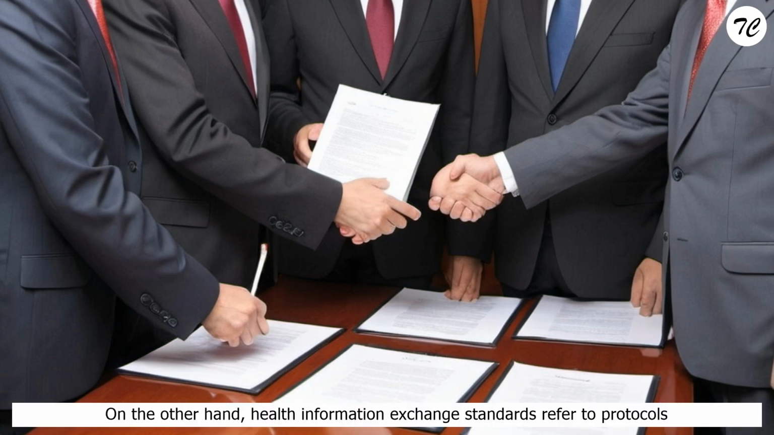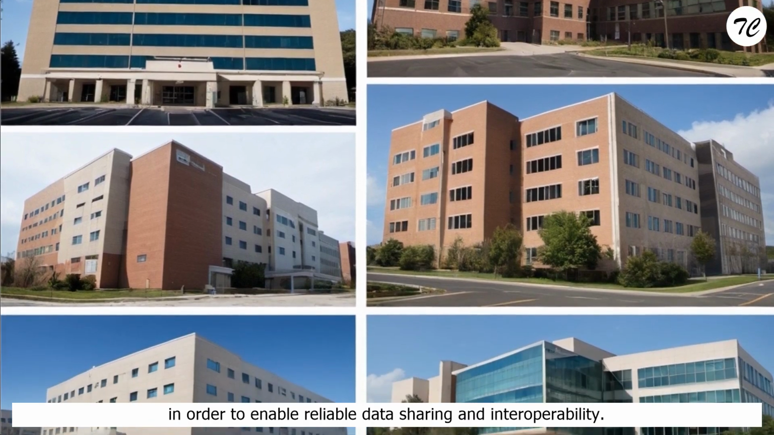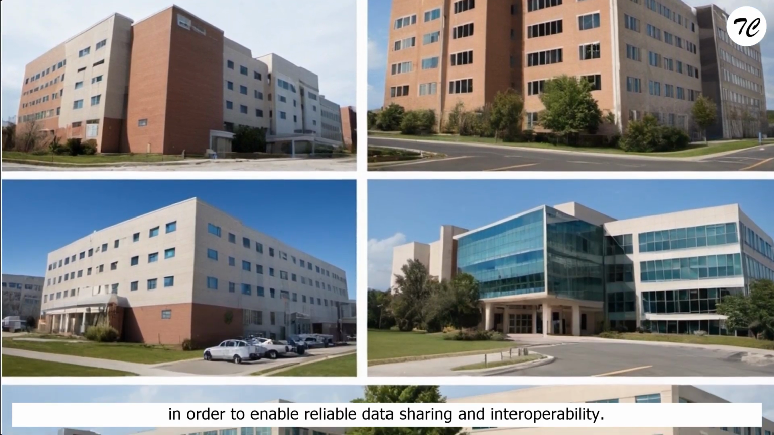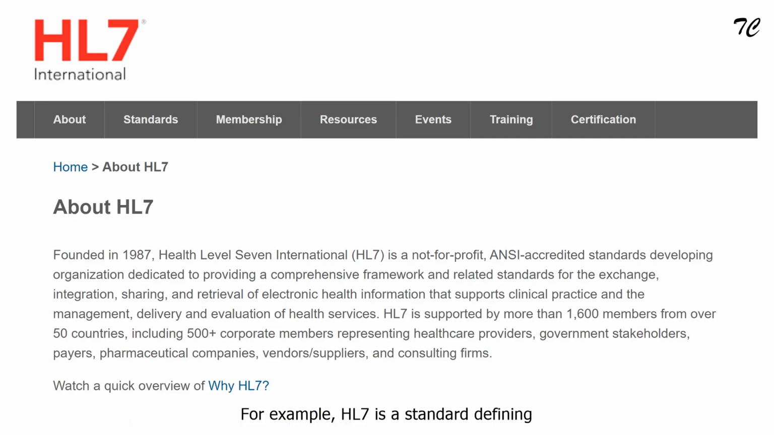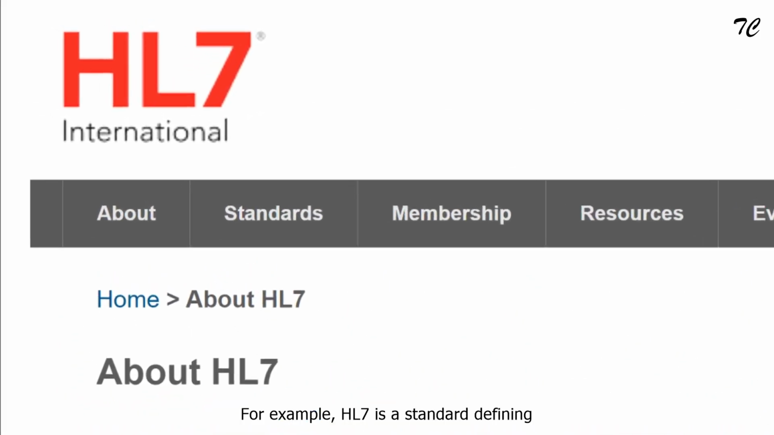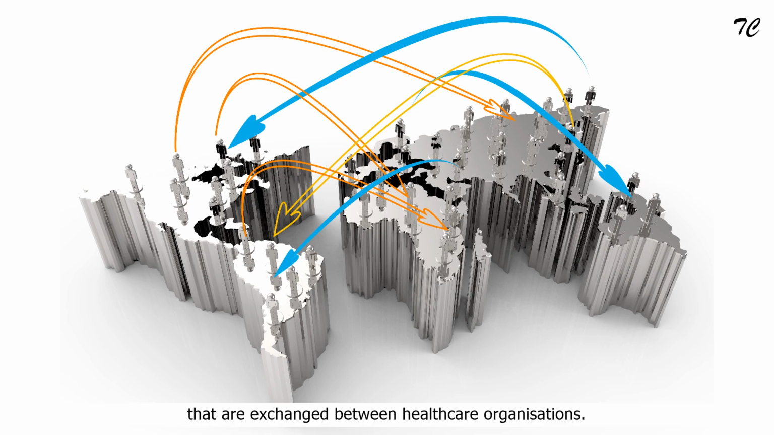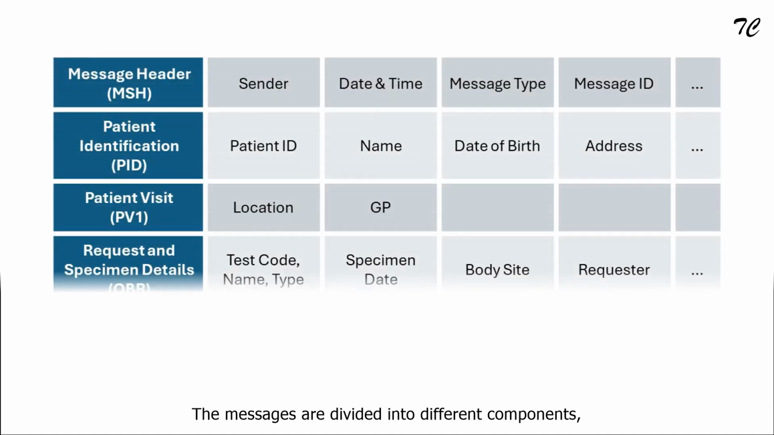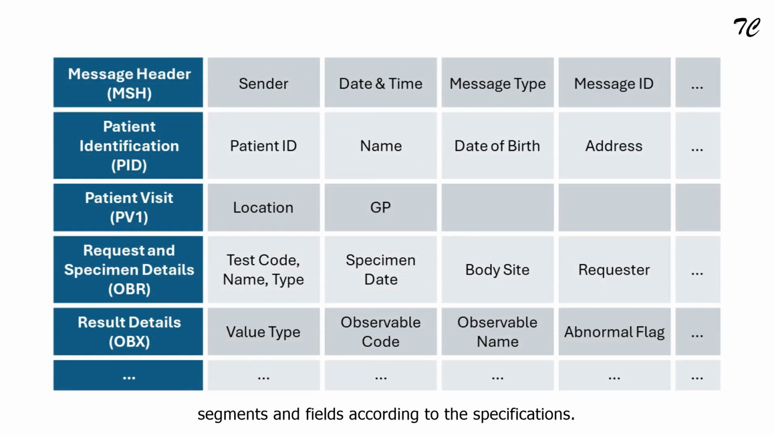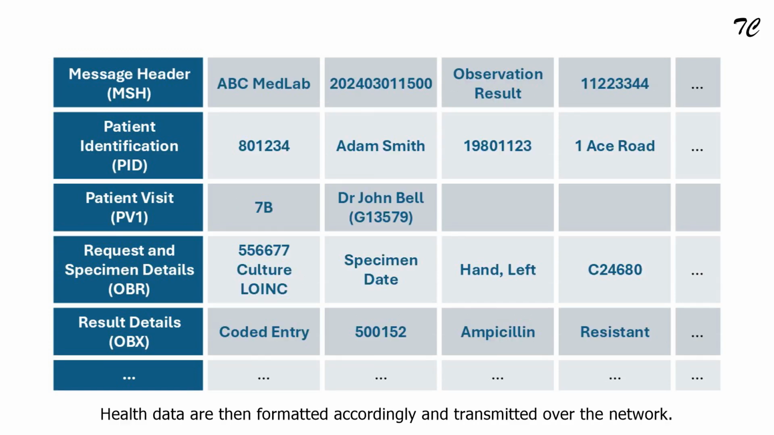On the other hand, health information exchange standards refer to protocols that healthcare organizations would follow in order to enable reliable data sharing and interoperability. For example, HL7 is a standard defining the structure and content of the messages that are exchanged between healthcare organizations. The messages are divided into different components, segments, and fields according to the specifications. Health data are then formatted accordingly and transmitted over the network.